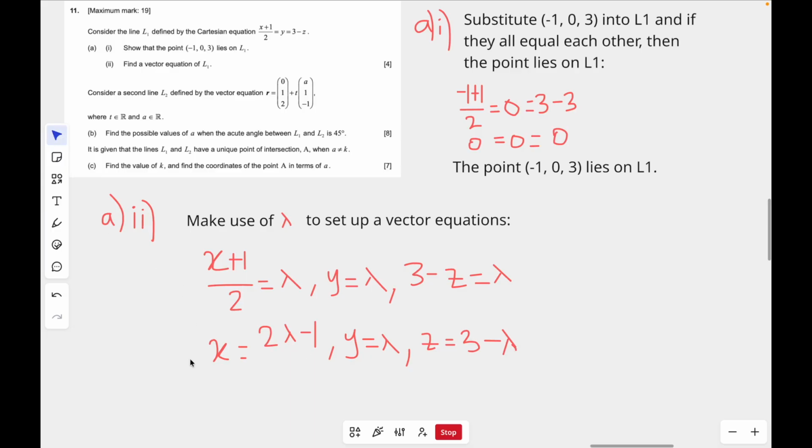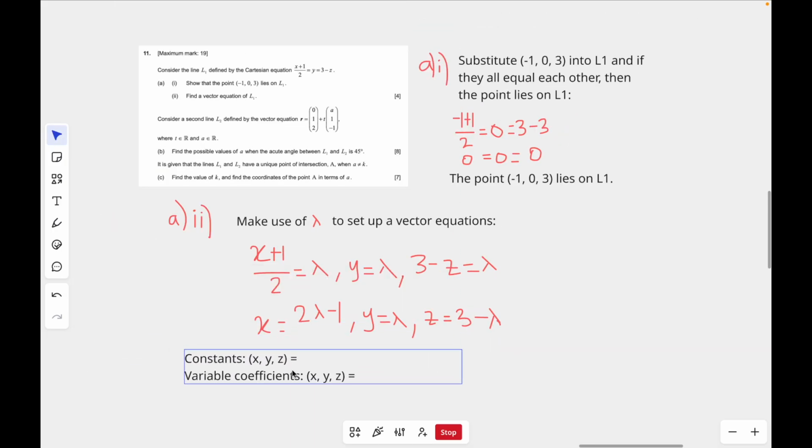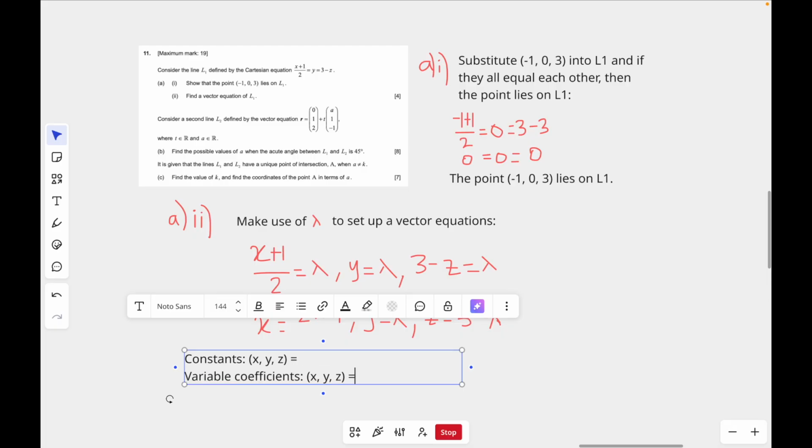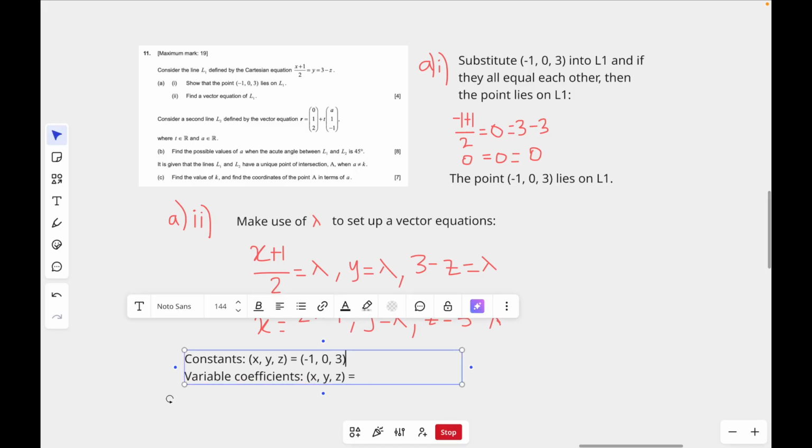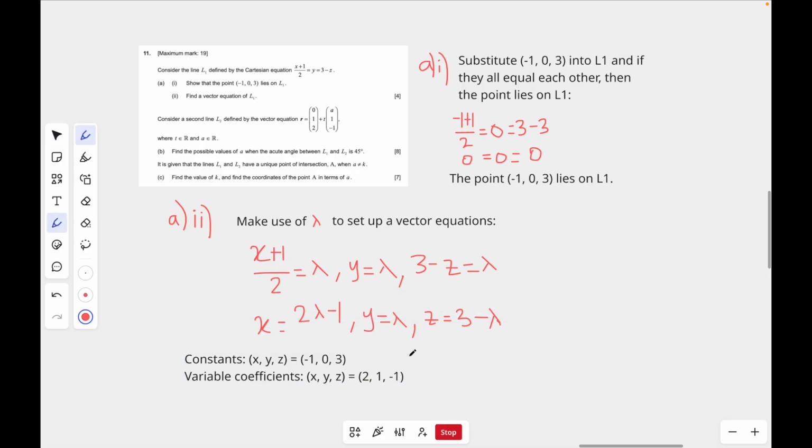Now that we have our three equations, we can separate the constants and the lambda values, such that we take the coefficients of the lambdas. So the constants for the x, y, and z equations are -1, 0, and 3 respectively, and the lambda coefficients for the equations are 2, 1, and -1 respectively. Therefore, we can set up the vector equation as (-1, 0, 3) plus lambda (2, 1, -1).